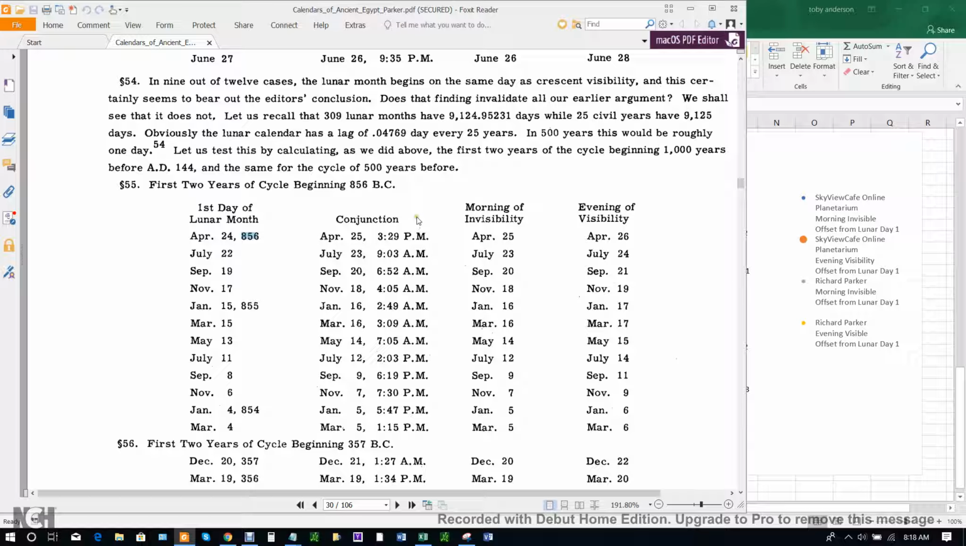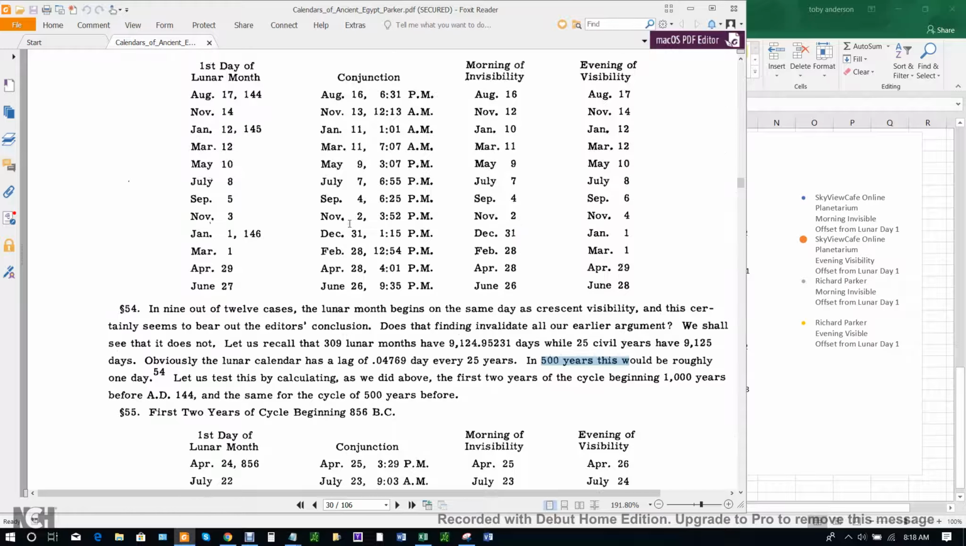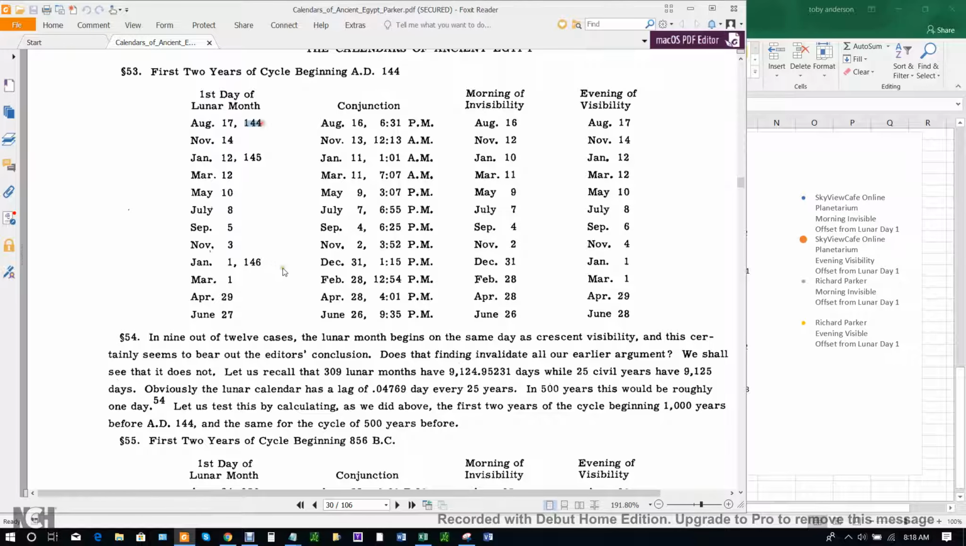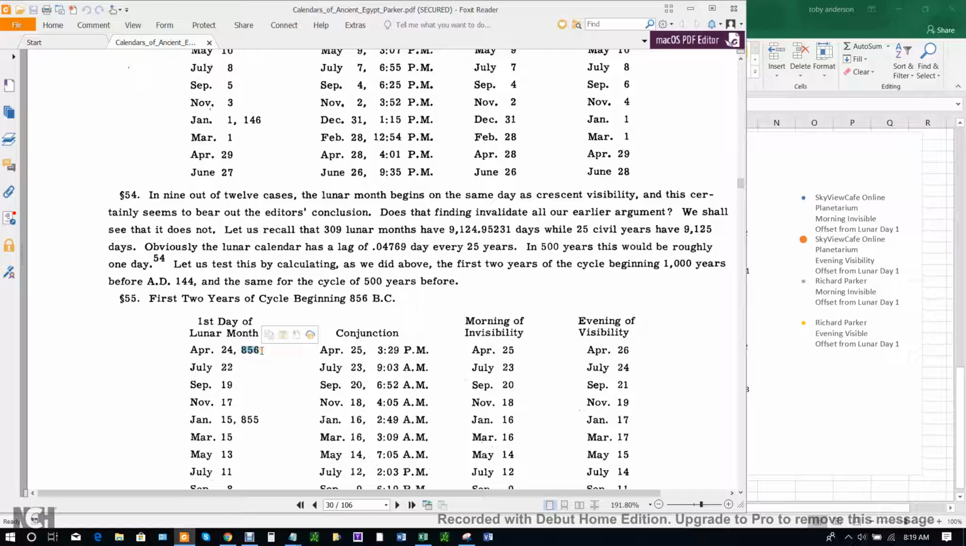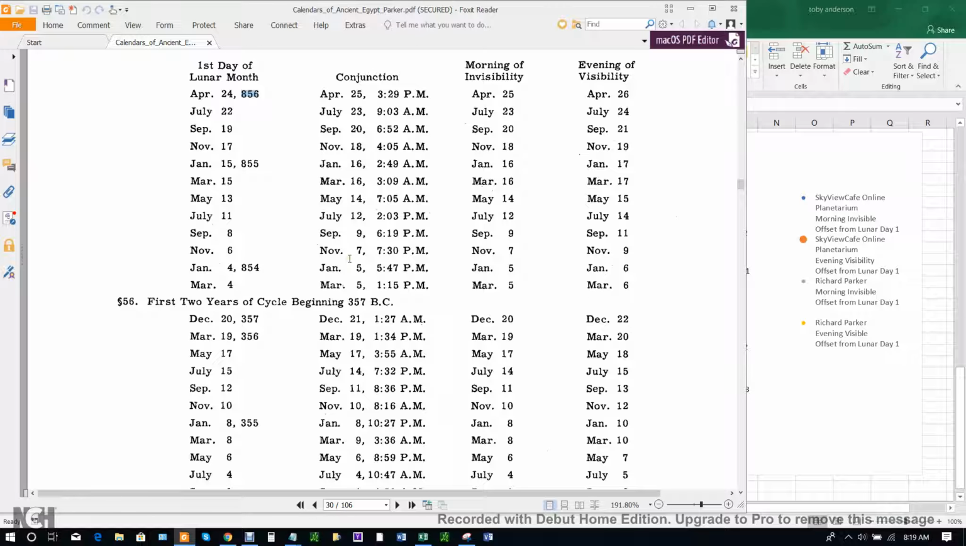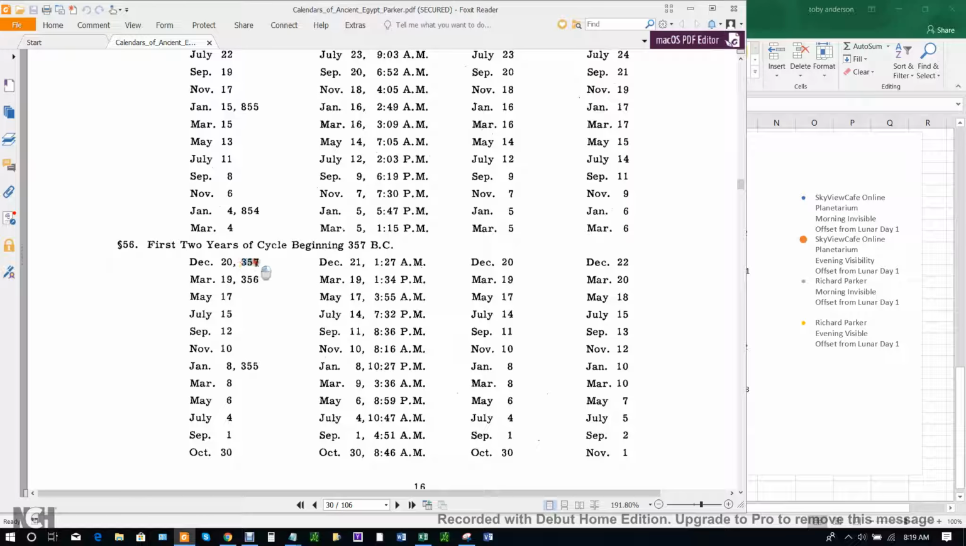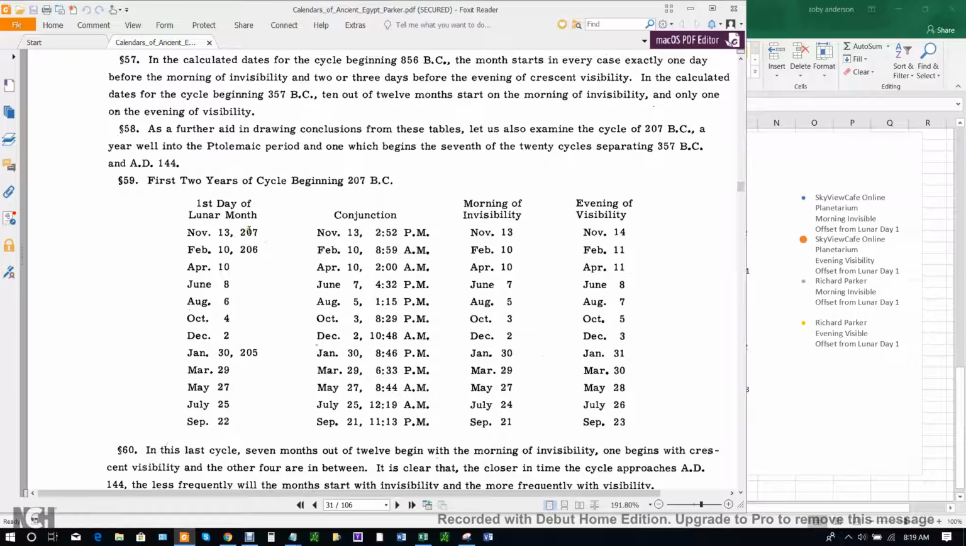He claims that every 500 years there would be about a 1-day shift in the schedule. In other words, they would be off about 1 day, and I think he's right on that. So if we go back 1,000 years, from 144 back to 856, they should be off about 2 days. I agree. He also wants to fill in the data, so he looks at 357, 356, 355, all these other dates.